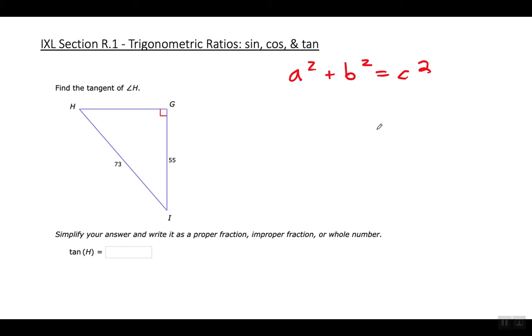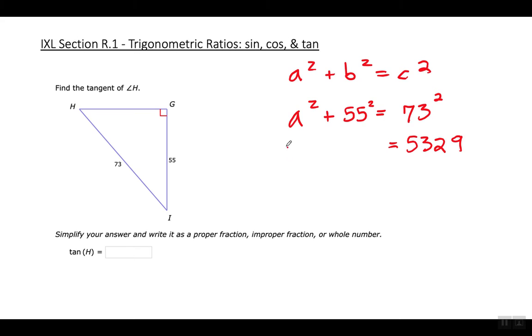In this problem, the hypotenuse is 73, so I'm doing 73 to the second power. Over here, let's put a squared plus 55 squared. Now you could do this in the calculator: 73 squared minus 55 squared equals. Actually, let me write it all out so that nobody gets confused.